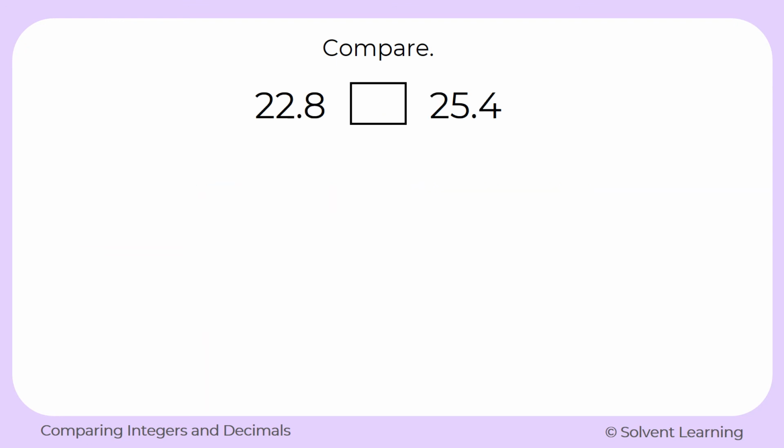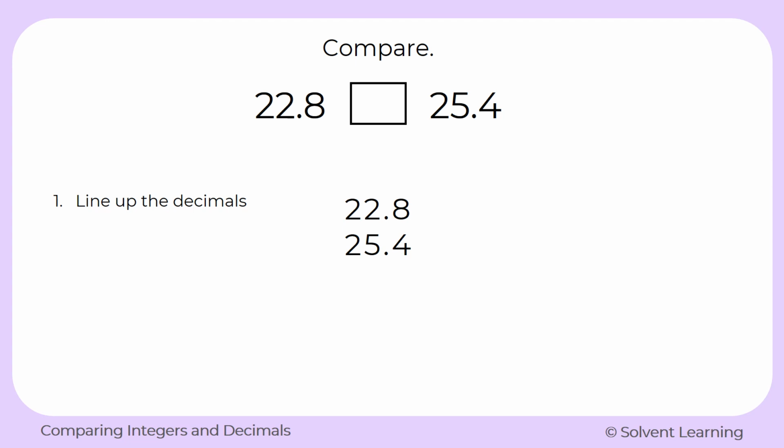Now let's compare a decimal. We have 22.8 and 25.4. Where do we begin with decimal numbers to see which one is bigger and which one's smaller? First, we want to line up the decimals so that we can see each digit, each place value clearly. So we line them up on top of each other, making sure that those decimal points line up. This is just like when we're adding or subtracting decimals. If you recall how we have to line those decimals up to make sure that we're adding and subtracting the proper digits, it's the same process here.